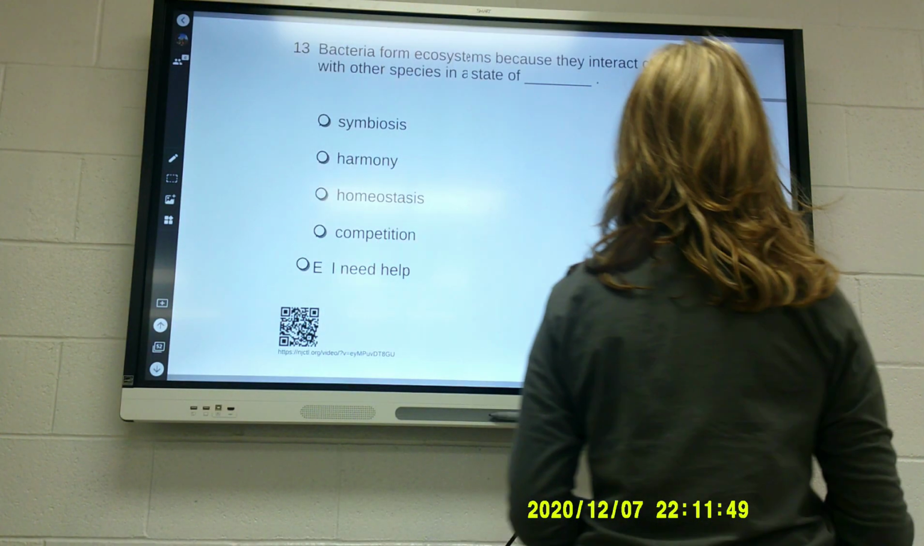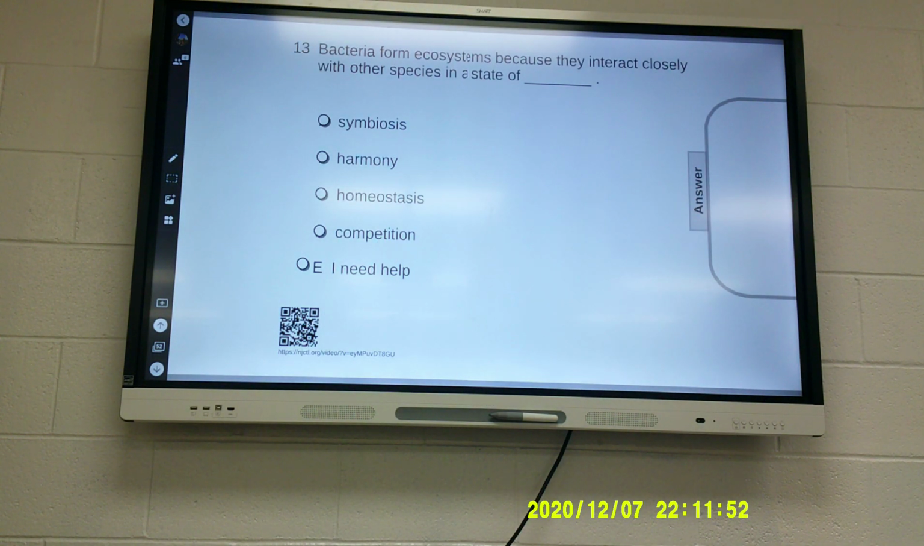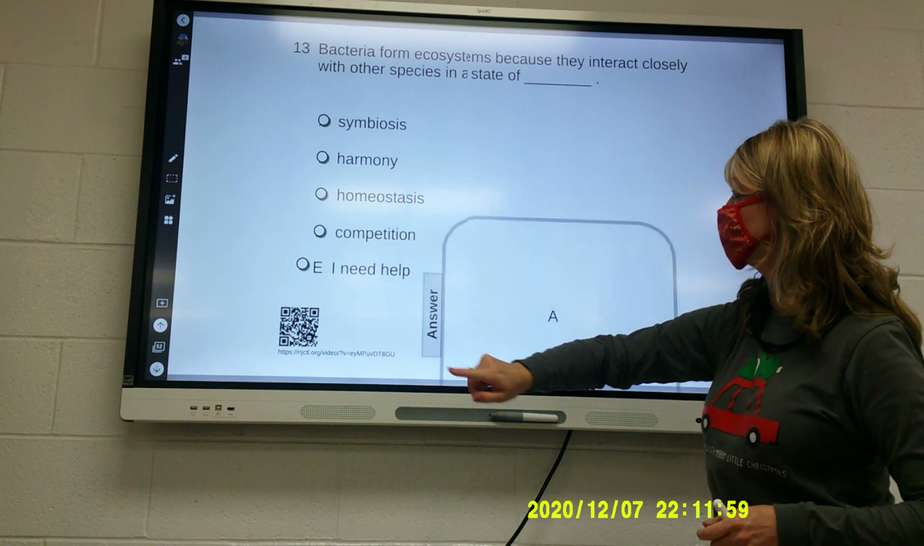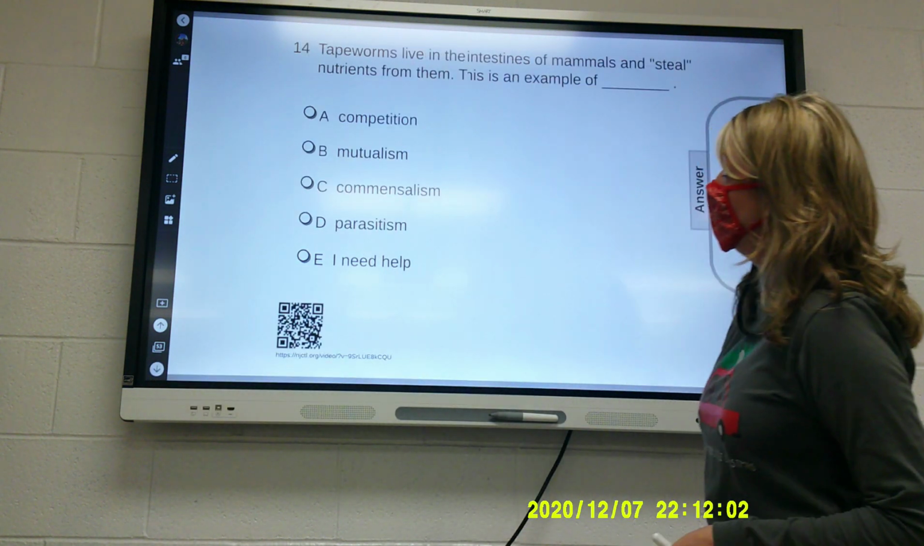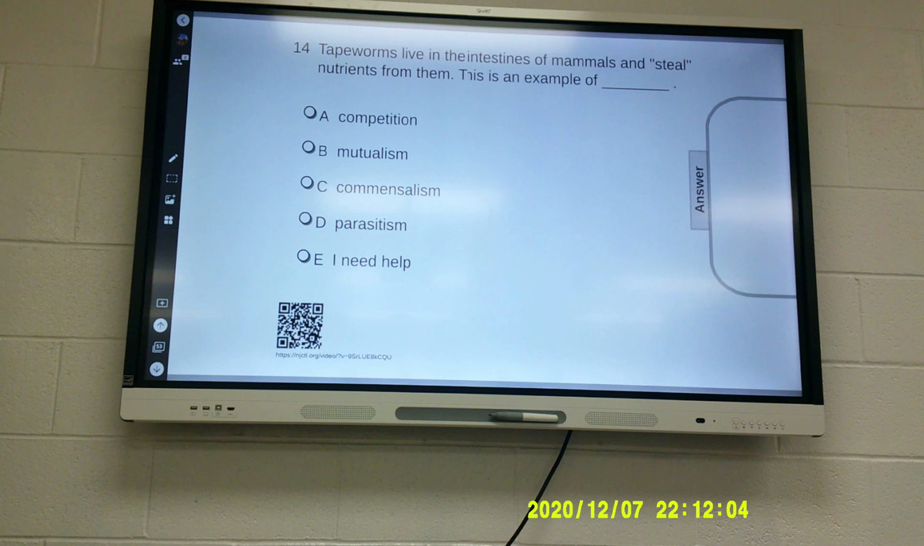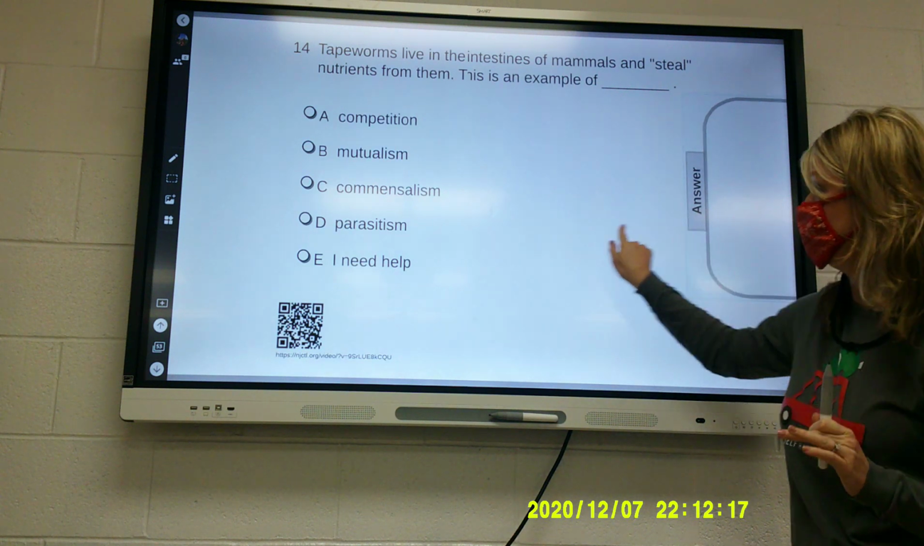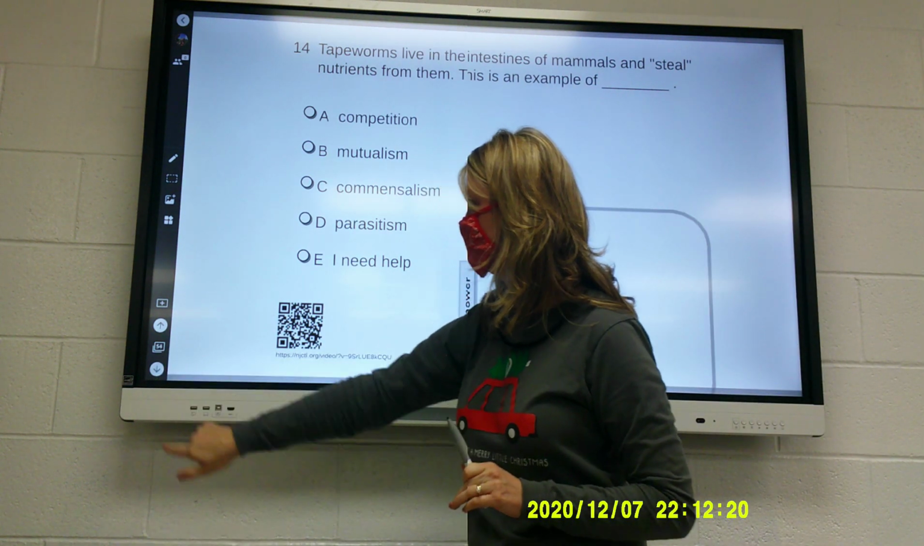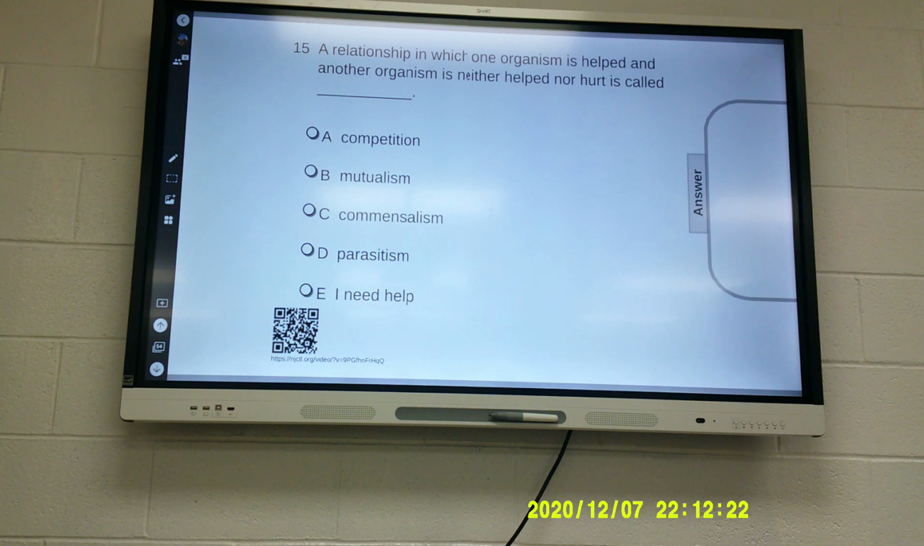Bacteria form ecosystems because they interact closely with other species in a state of symbiosis, harmony, homeostasis, competition. Go ahead. A, symbiosis. Tapeworms live in the intestine of mammals and steal, in parentheses, that's kind of your hint there, nutrients from them. What's that an example? Competition, mutualism, commensalism, or parasitism? Go ahead. Say it again. D, parasitism is correct.